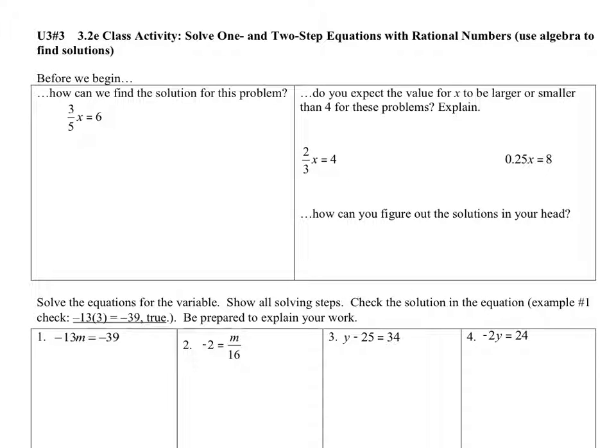Alright, solve one and two-step equations with rational numbers. That just means we're looking at fractions and decimals now. And since you guys like the other stuff so much, hopefully this isn't too bad. How can we find the solution to this first problem?